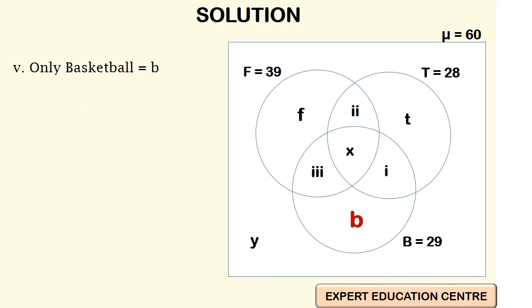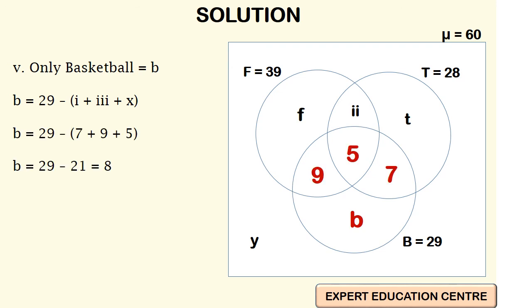In the same way, if we want to get the number of women that watch only basketball, we represent only basketball using letter B. We find out that B, capital B in this case, is 29. And it consists of 4 possible values, I, III, X, and B. If we will get B, it would be wise to add the other 3 and then subtract them from 29. So this will give us 7 plus 9 plus 5. Take that away from 29, and that will give us 8.